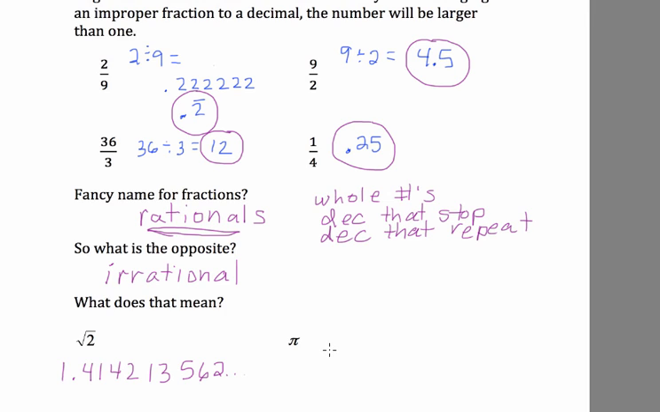Pi is another example. We use pi a lot in geometry. It keeps going on and on forever with no pattern. That's an irrational number.